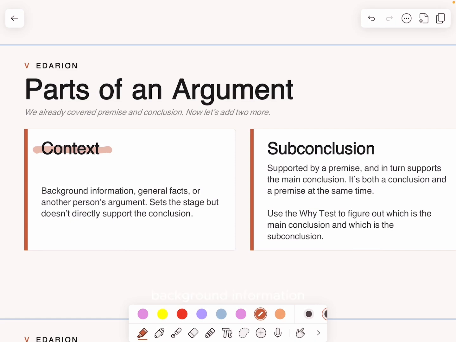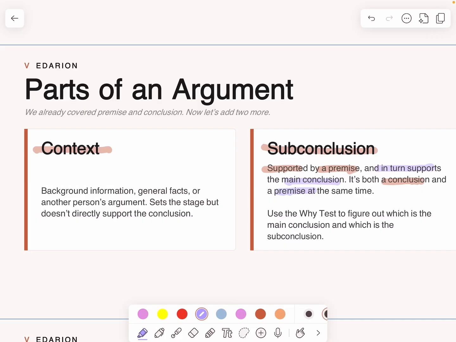The next one is the subconclusion. The subconclusion is interesting because it is supported by the premise, but in turn, it also supports the main conclusion. So when it is supported by a premise, it is a conclusion. And when it in turn supports the main conclusion, it becomes a premise. So it is both a premise and a conclusion at the same time.